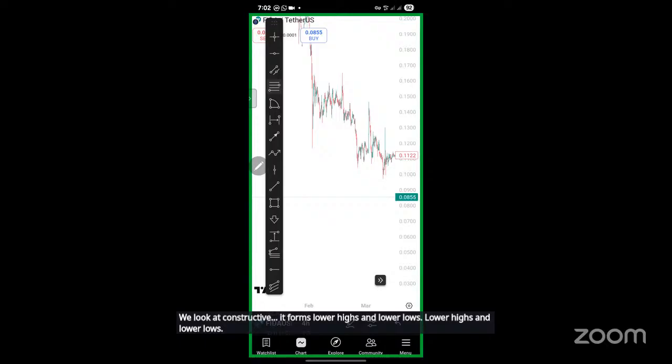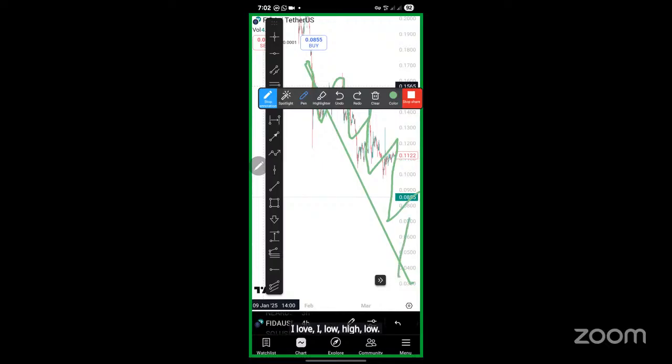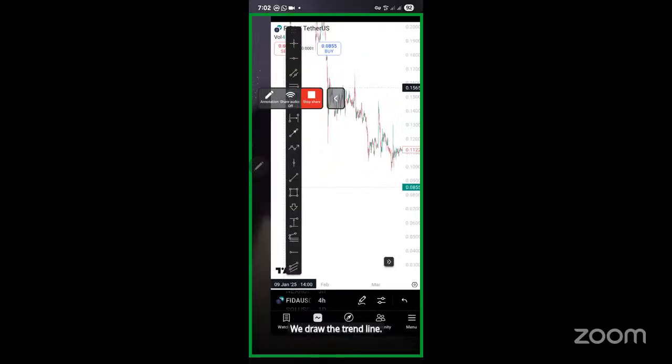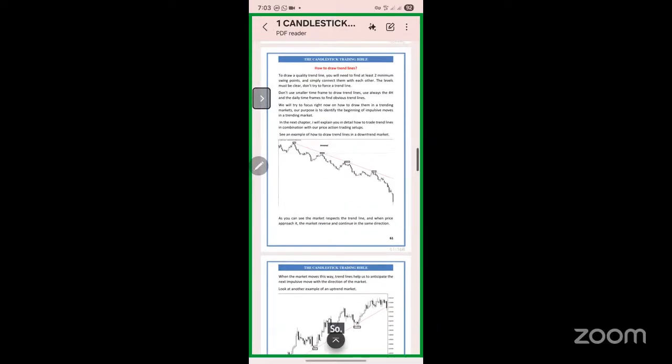For us to find out that the market is on a downward trend, you just tap and you see low, high, low, high, low, high. Then we draw the trend line. So the same applies here. The market is moving down like this. So look at the points.